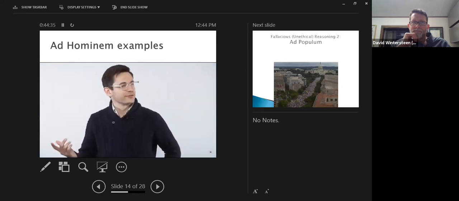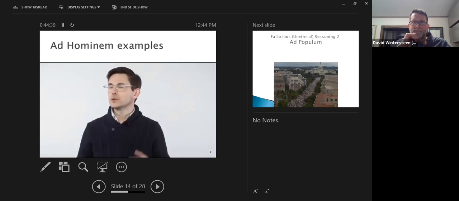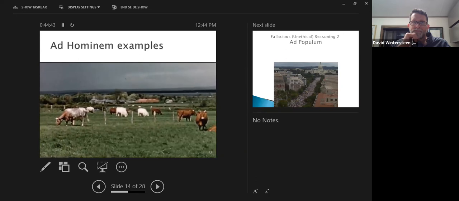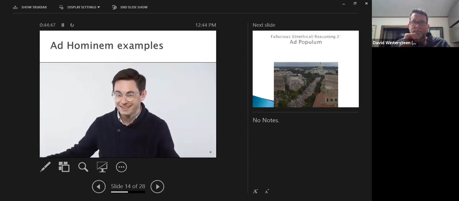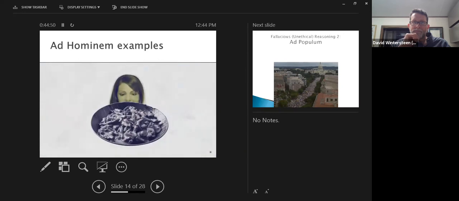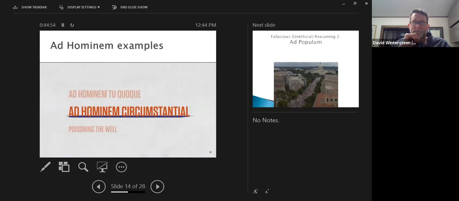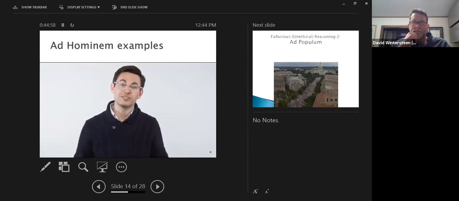Let's take a look at a few different flavors, shall we? So you've got ad hominem tu quoque. This is when you accuse someone of not practicing what they preach. For instance, when a carnivore tells you that eating meat is bad for the planet, the fact that this purely hypothetical meat eater can't resist a savory bowl of beef stroganoff does not invalidate the argument. And then there's ad hominem circumstantial, in which you try to invalidate the argument by claiming it is within the arguer's self-interest.